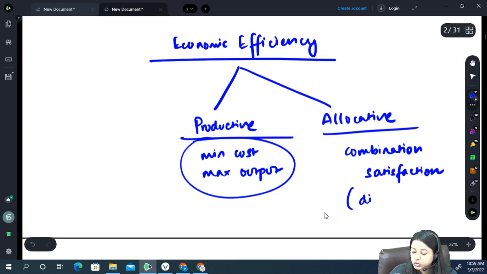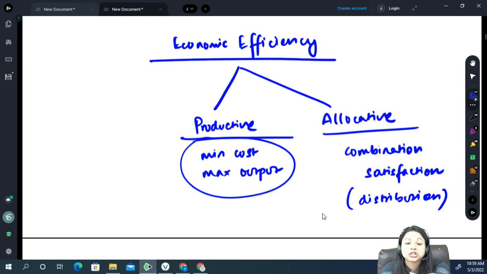Here the word distribution comes in. So basically, you might have heard about this thing a lot. There are some economists who actually believe in fair distribution of income. So they are against unequal distribution of income. There are maybe just 1% of the people in the entire world who actually own more than 50% of the resources, right?